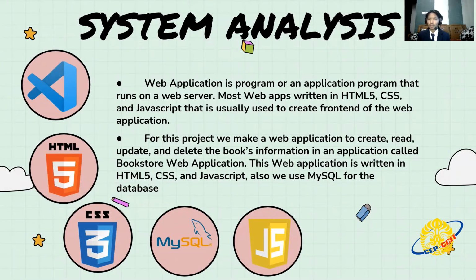A web application is an application program that runs on a web server. Most web apps are written in HTML5, CSS, and JavaScript, which are usually used to create the front end of the web application. For this project, we make a web application focused on the admin, with a database to create, update, and delete book information, called the Bookstore web application. This web application is written in HTML5, CSS, and JavaScript. Also, we use MySQL for the database.